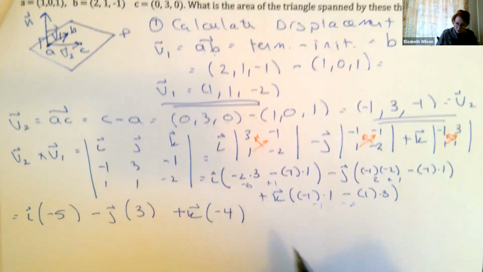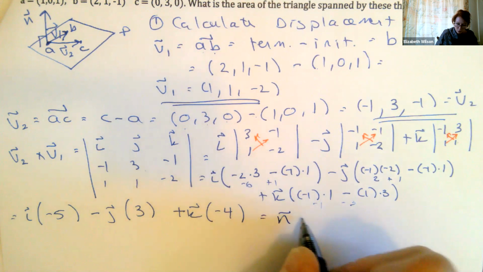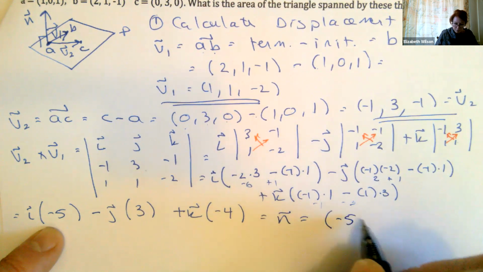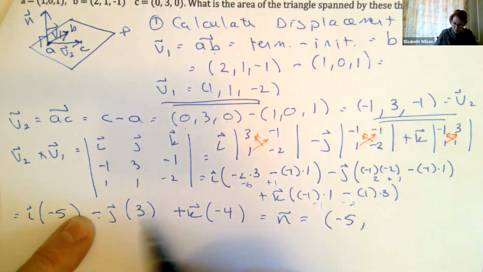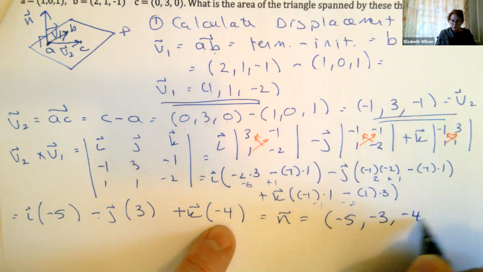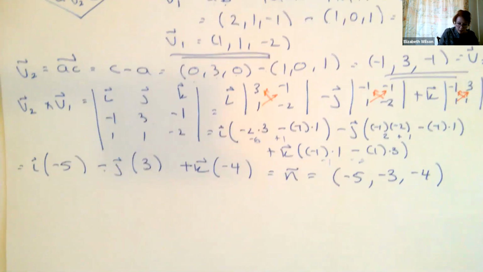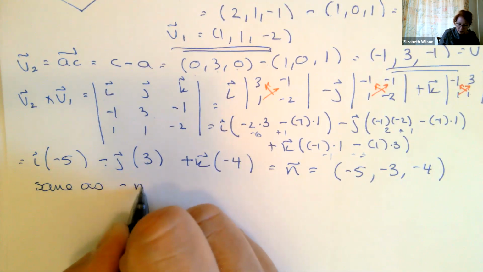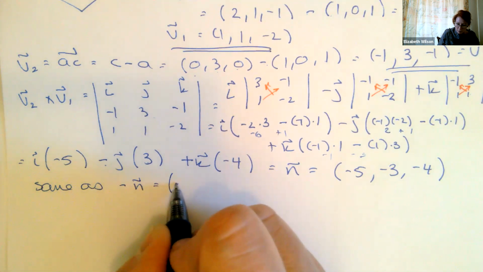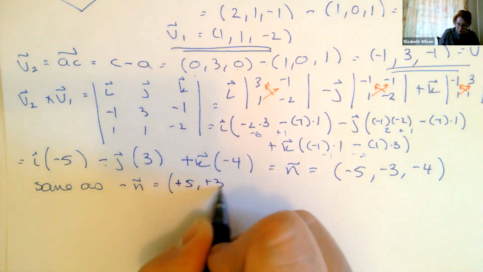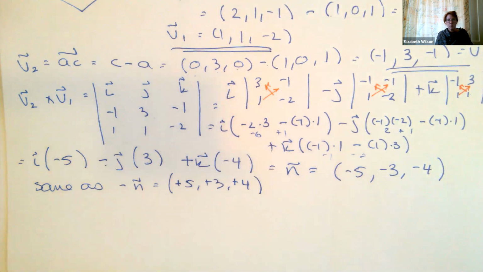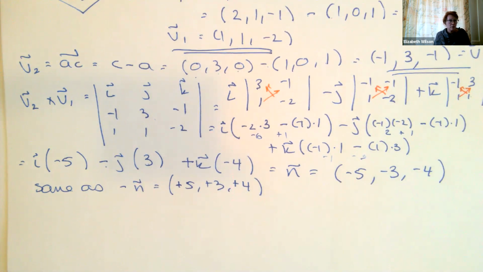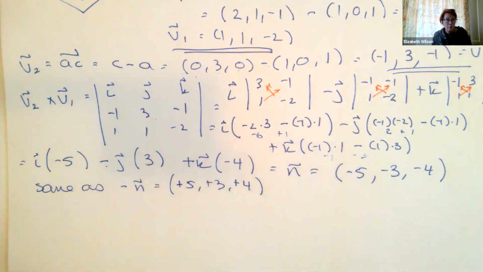So then our vector, our normal vector is -5. Don't forget this negative, -3, -4. This is the same as if I said -n, I could use -n, which would be +5, +3, +4. It's the same vector, it just points in the other direction. We could use it to describe our plane just as easily. I'll use the negatives, and then I'll divide everything by -1 because I know positive numbers are nice to look at, right?